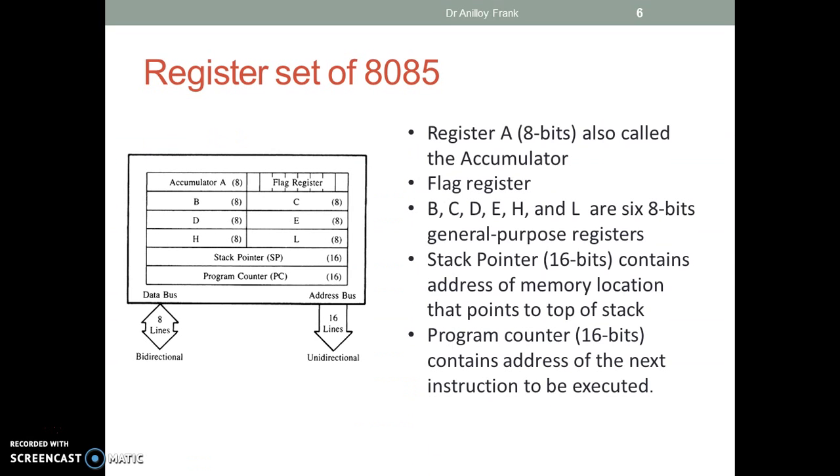Register set of 8085. It consists of register A, also called the accumulator, a flag register, 6 general purpose registers B, C, D, E, H and L, a stack pointer that points to the top of the stack, and a program counter that contains the address of the next instruction to be executed.